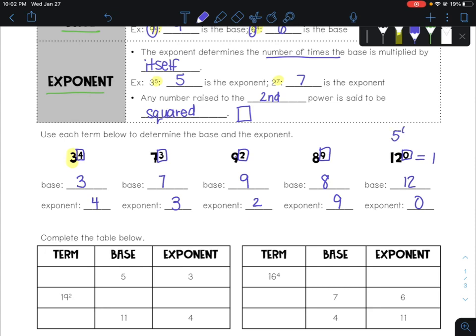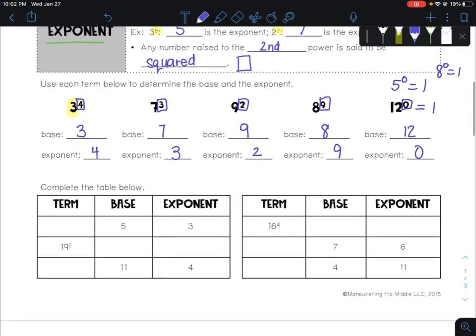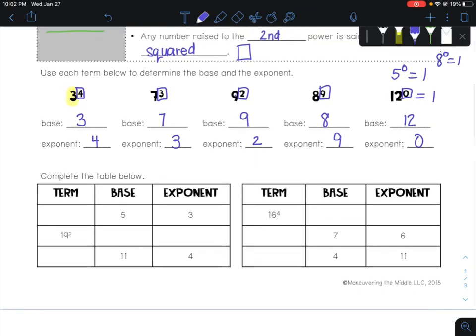So I could do 5 to the 0, that's also 1. 8 to the 0, that's also 1. And we'll talk later about why that's the case. All right, so next up, just to make sure we really got it, we're going to complete the terms or the base and the exponent based on the information that we're given.